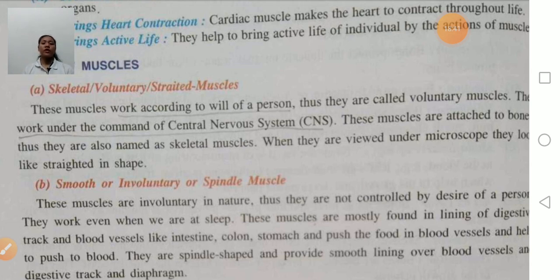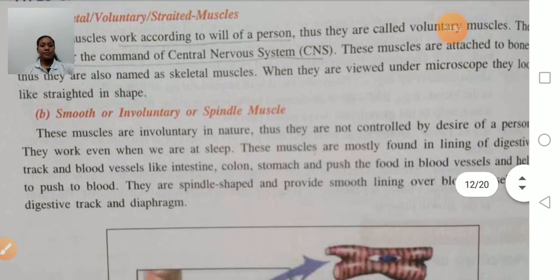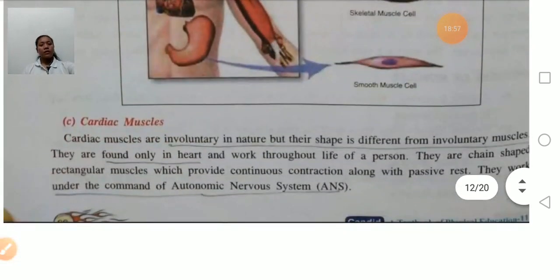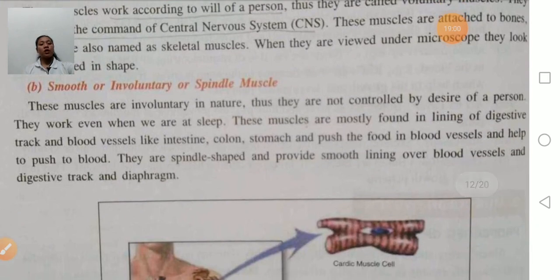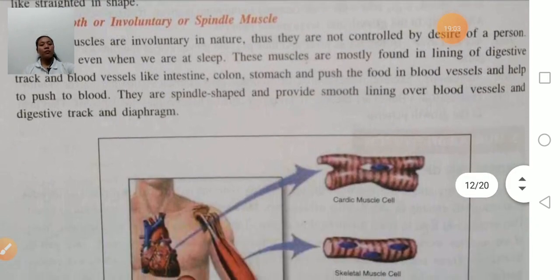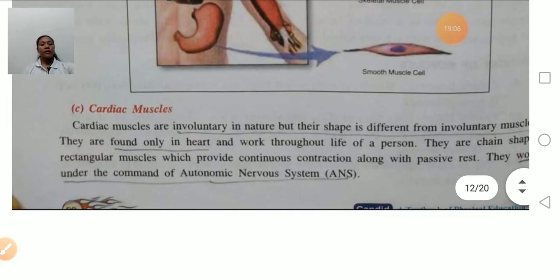Smooth muscles, or involuntary muscles. These muscles do not work according to your will. They work even when you are asleep. These muscles are mainly found in internal organs, the intestine, and the stomach, for pushing the food, etc. And cardiac muscle is the only muscle which is found in the heart. It is involuntary in nature, and it is found only in the heart.